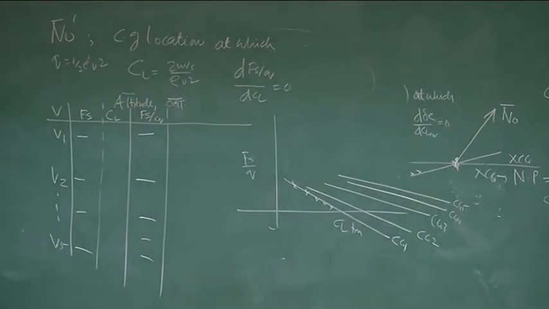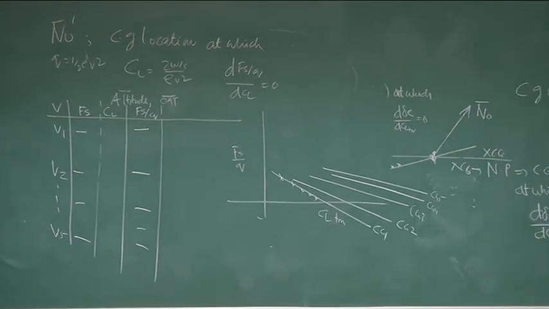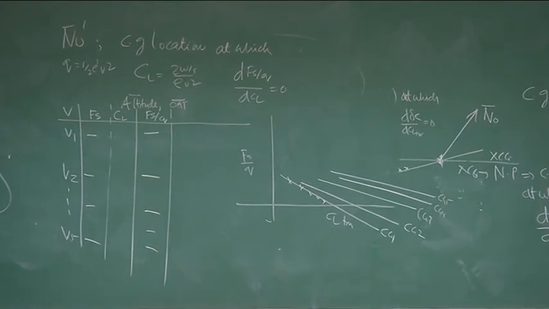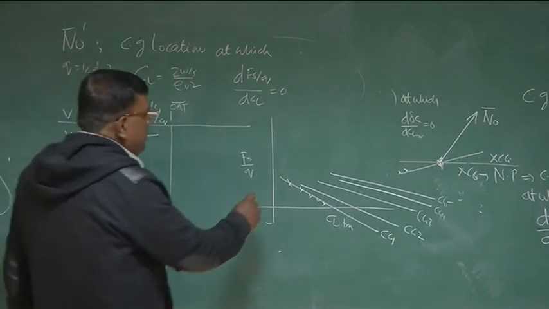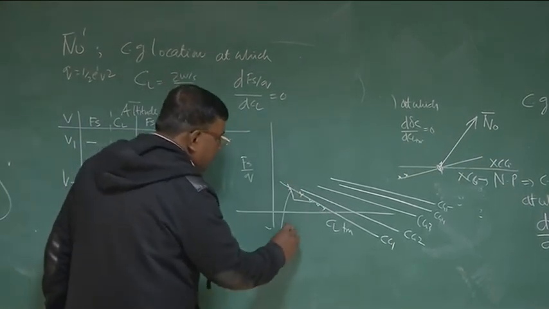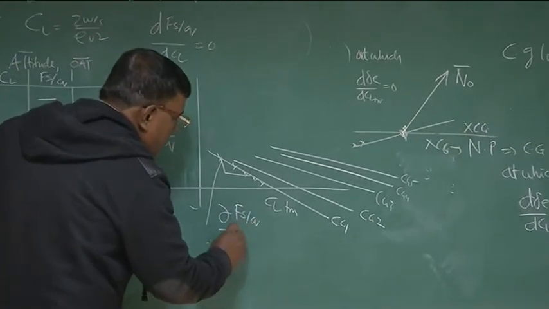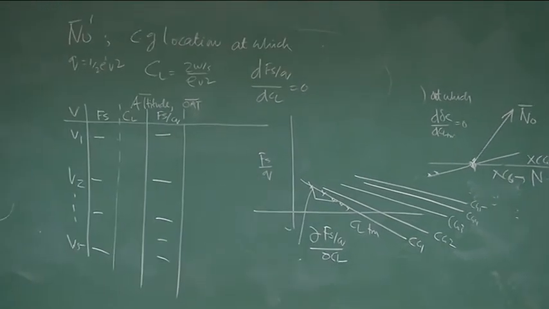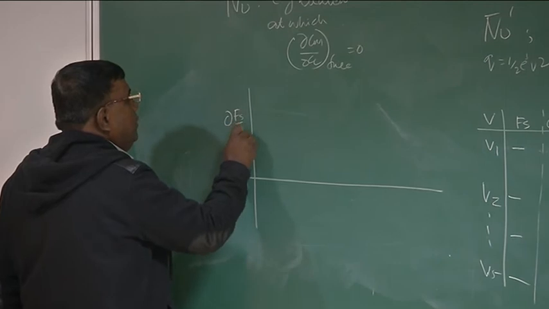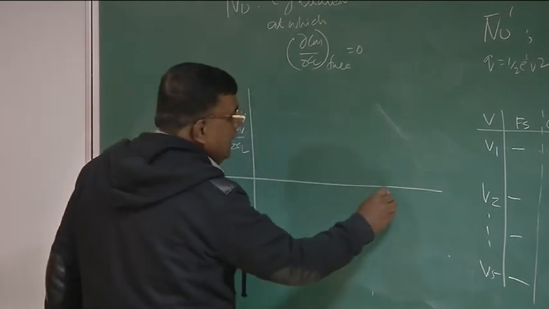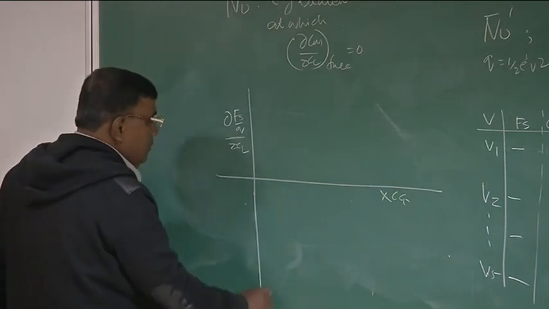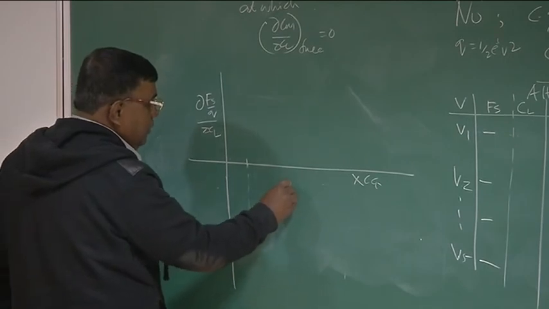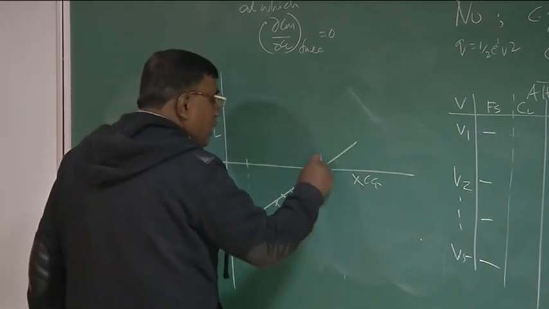Now, simple. What is our aim? What is that CG location at which dFs by Q by dCl is 0? Okay. So what I will do? I will take the slope of each line. What will the slope tell me? This is dFs by Q by dCl. That is the slope of each line. So now I will plot dFs by Q by dCl and XCG location here. So for one CG location, I am getting a value here, second here, third here, fourth here, fifth here. Join them. What is this point?